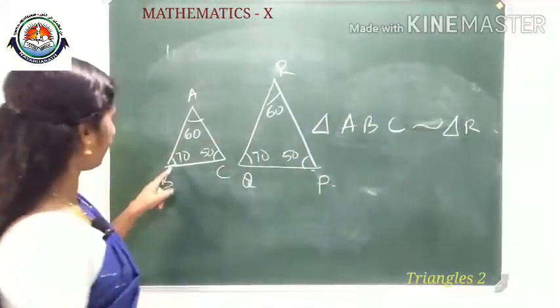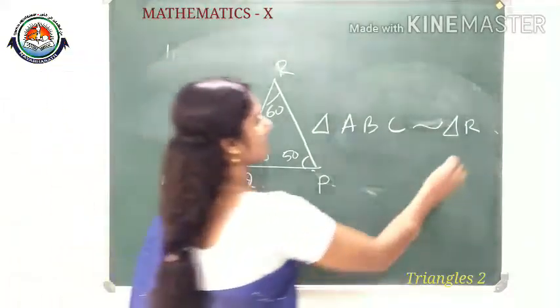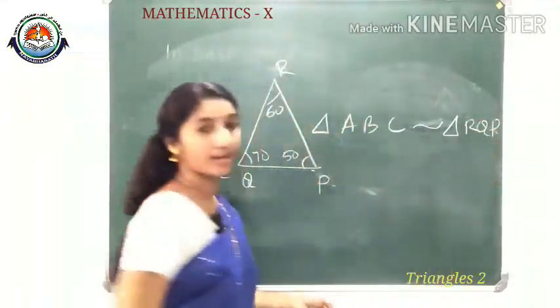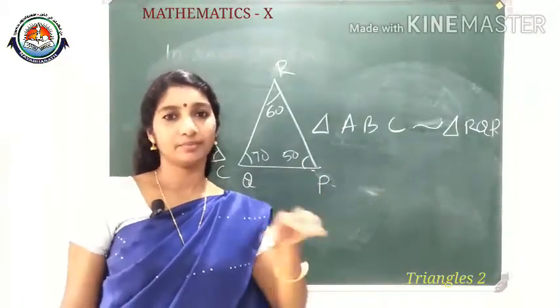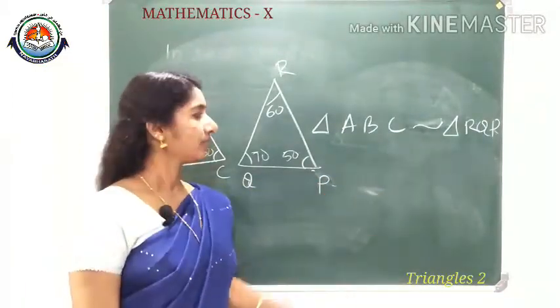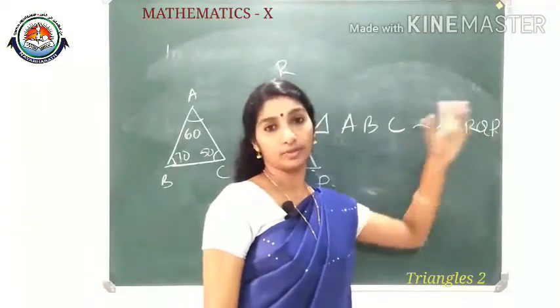And B is next. B is 70, and 70 is for Q. So RQP. Like this we will give the name, because NCERT follows it like this; the name should be in the corresponding way. ABC is similar to RQP only.